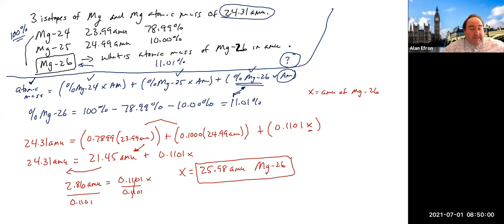The 2.86 came from subtracting. So the question is, where did the 2.86 come from? We basically moved the 21.45 to the other side and subtracted it. So 24.31 minus 21.45 is 2.86, again by bringing this to the other side. Other questions?